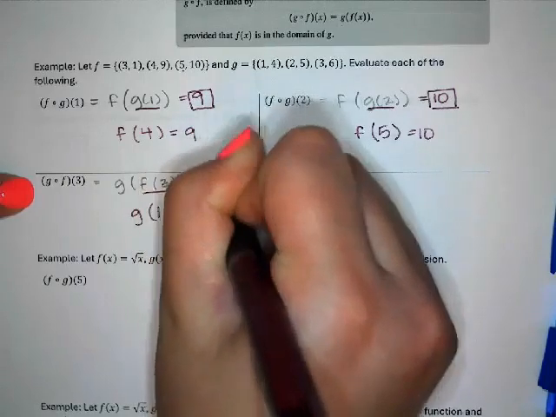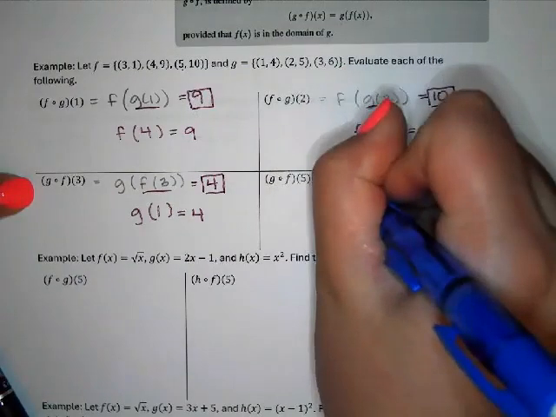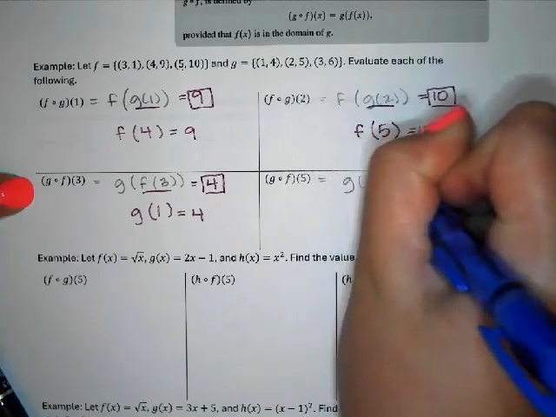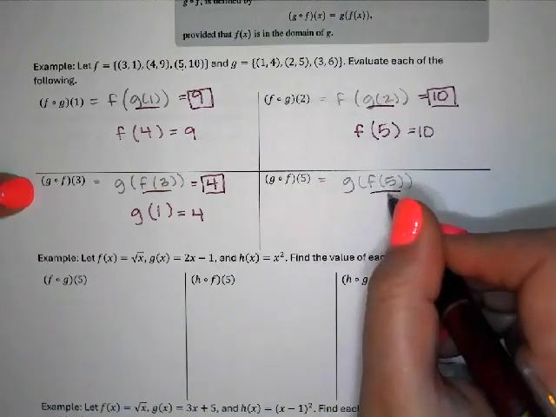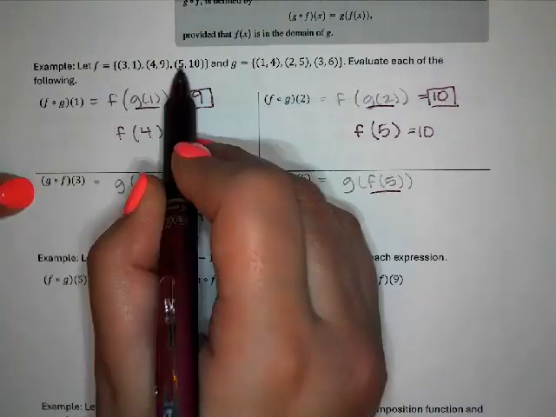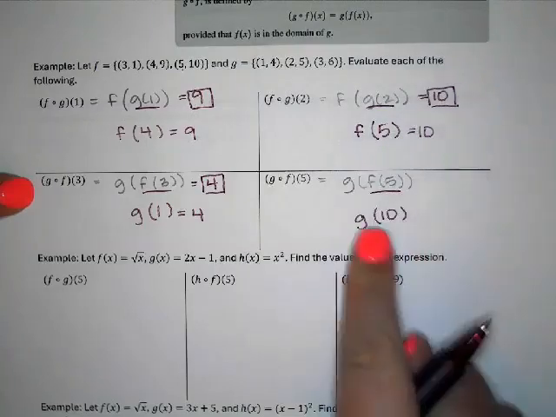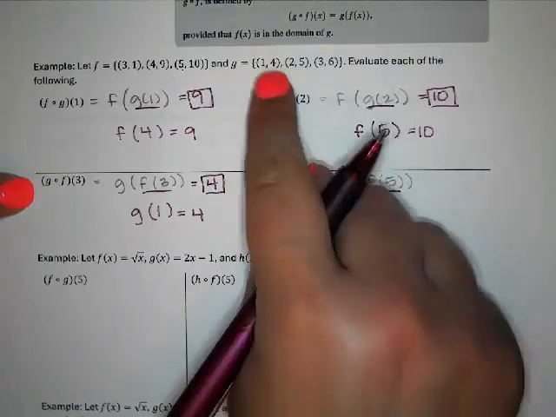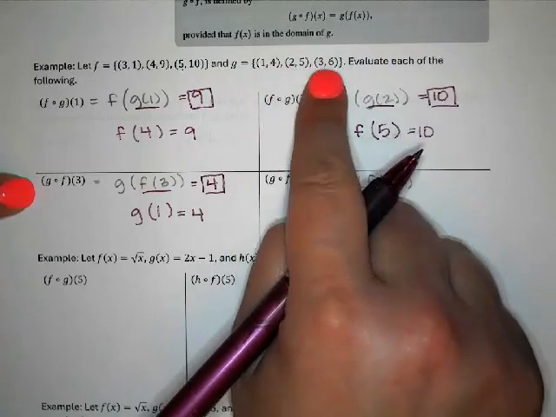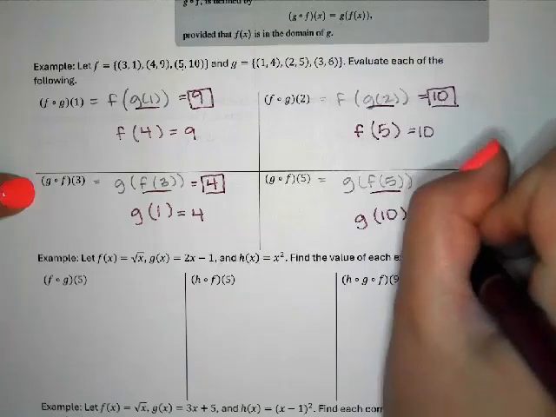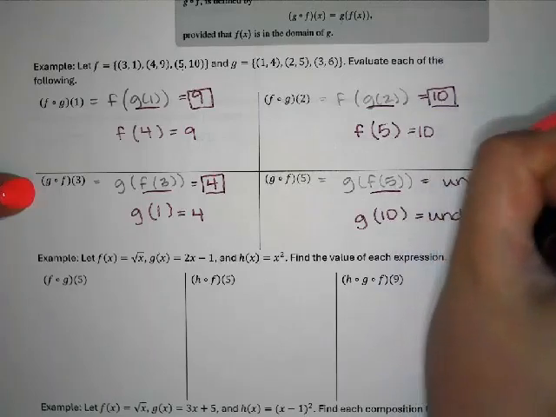This one says g of f of 5. So we would start with f and plug in 5. So f, plug in 5, you get 10. And then looking at g and an x value of 10, I can see it's not in the list. There's an x value of 1, an x value of 2, and an x value of 3. X value of 10 is undefined. And so this result is undefined. There's no answer for that one.